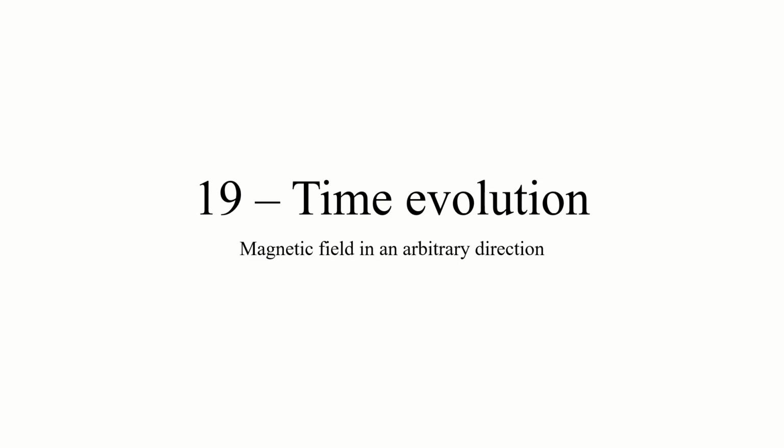Last lecture, we looked at spin precession, so a strong magnetic field in the z direction, and how the spin angular momentum would precess around that z direction. Today, we're going to continue on with our discussion of time evolution, but this time, rather than just limiting our field to the z direction, we're going to look at the magnetic field in an arbitrary direction.